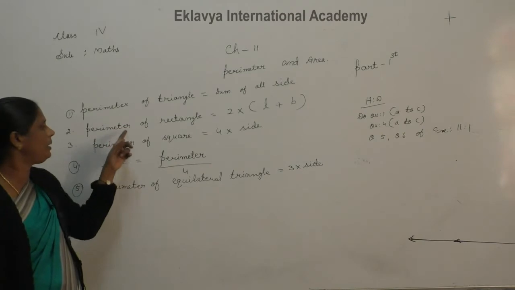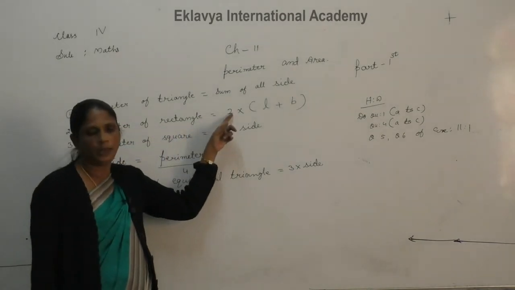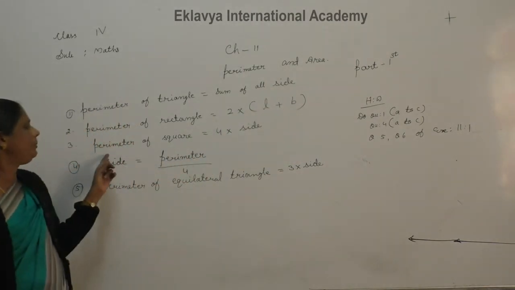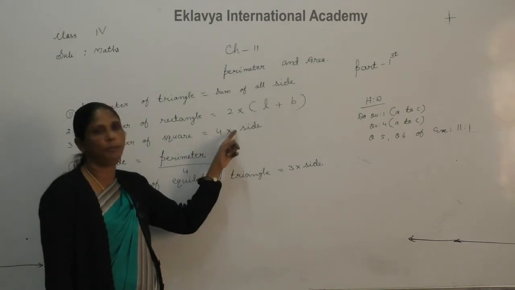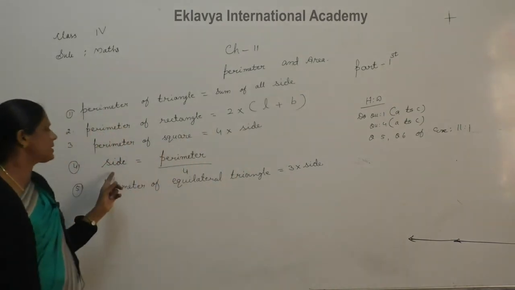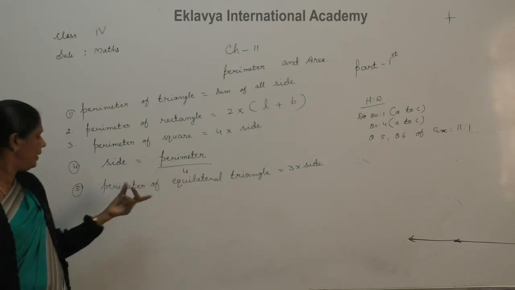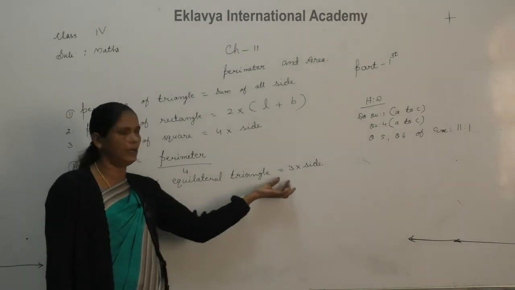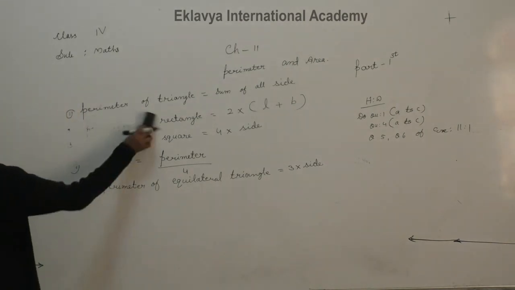Perimeter of triangle is equal to the sum of all sides. Second, perimeter of rectangle is equal to 2 multiply L plus B. Then perimeter of square is equal to 4 multiply side. Then side is equal to perimeter upon 4. Then perimeter of equilateral triangle is equal to 3 multiply side. How to solve these questions?